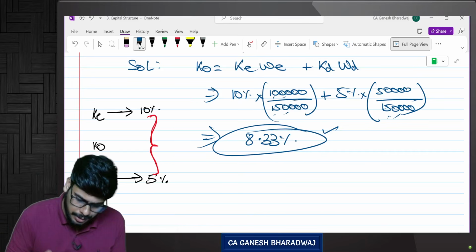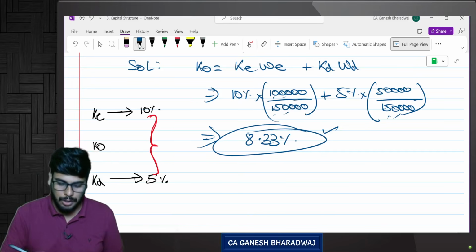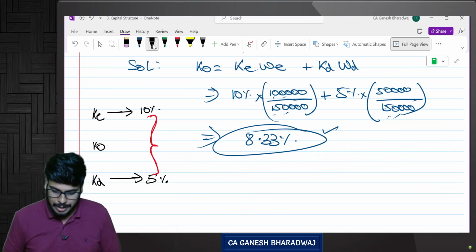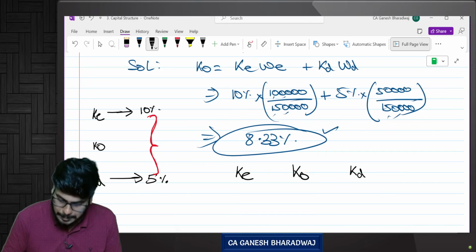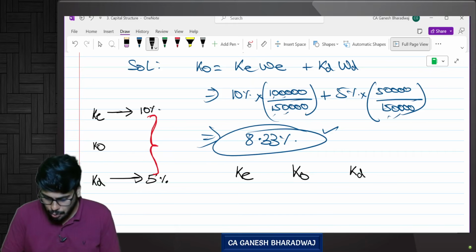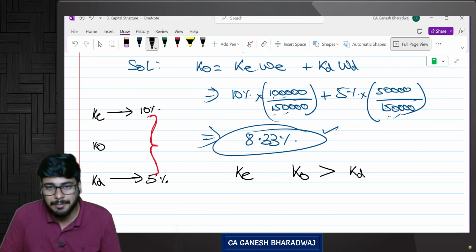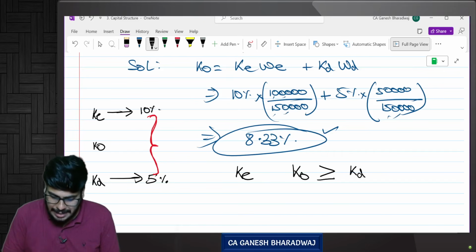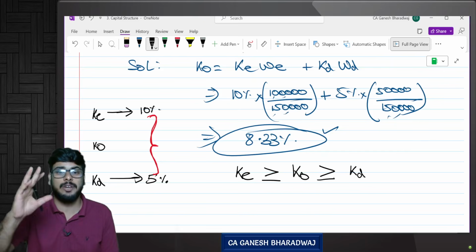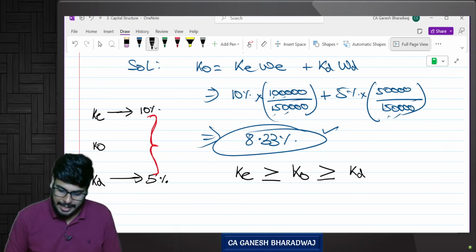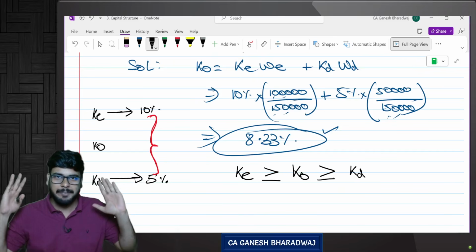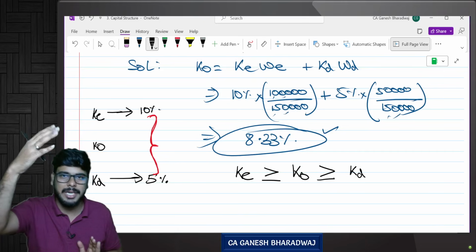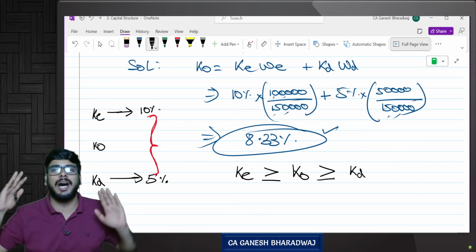Clear? So now look at this. Can I come to a conclusion saying that KE, KD, KO, so KO is always greater than or equal to KD, but it is always less than or equal to KE? Yes or no? So can I say KO lies between KE and KD. It can never be more than KE. It can never be less than KD. Are you clear with this?